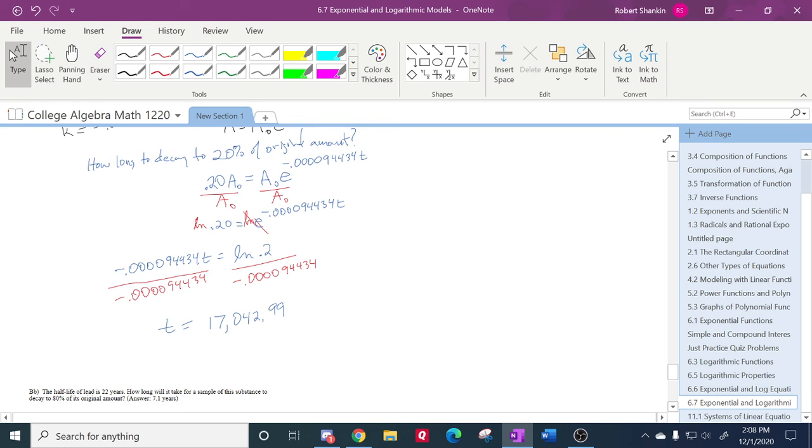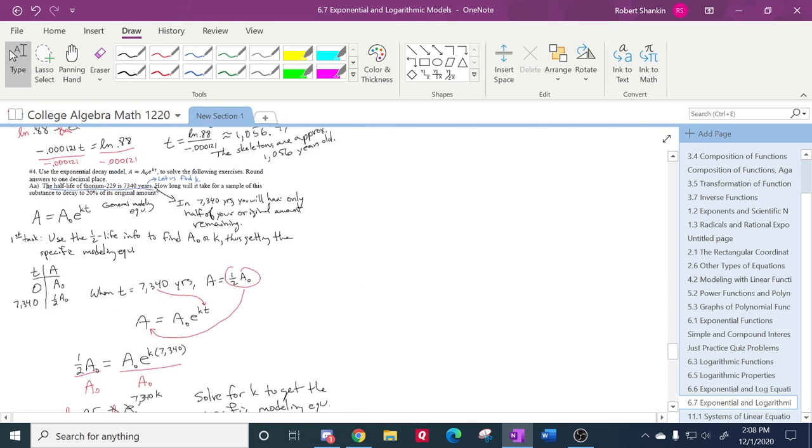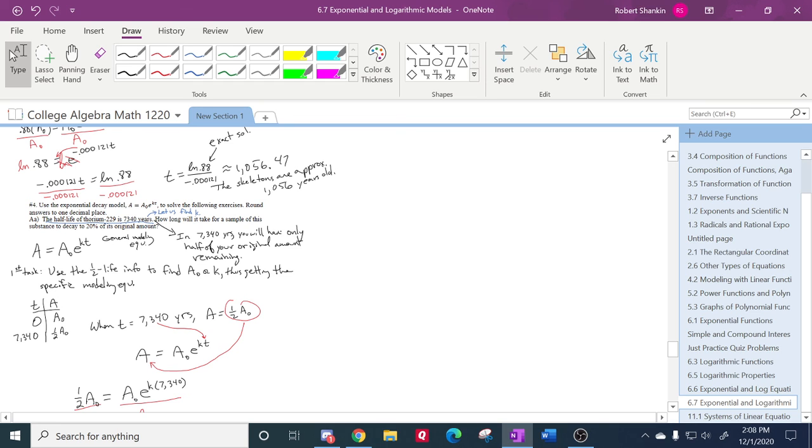All right, so that's how we do these, and that finishes up this section, exponential and logarithmic models. Any questions?